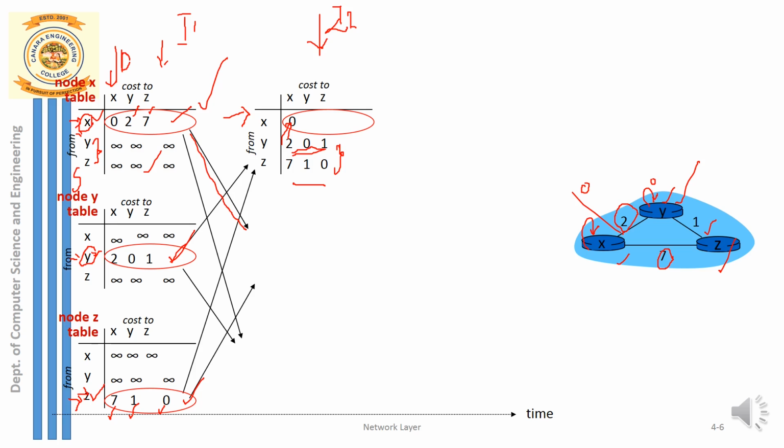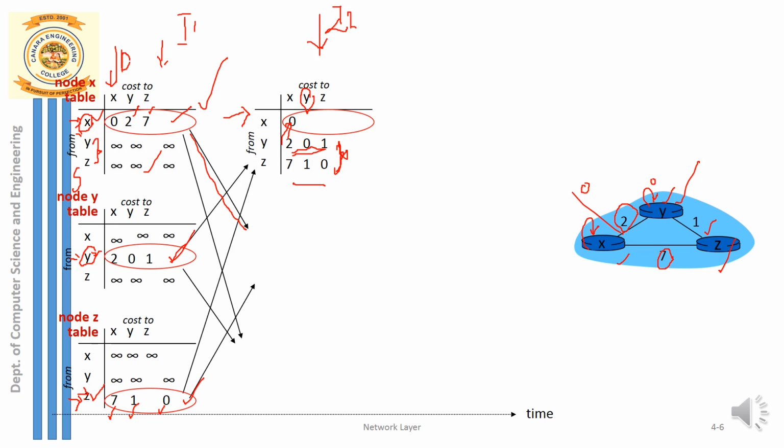Now we'll see how node x will update its distance vector with the help of our Bellman-Ford formula. We know that from node x to x the distance is 0, it can never change. But how to calculate the distance from node x to node y with the help of the information shared by the neighbors? Here we'll make use of our Bellman-Ford equation, the minimum of the cost from x to y. First I'll calculate the distance from x to y.